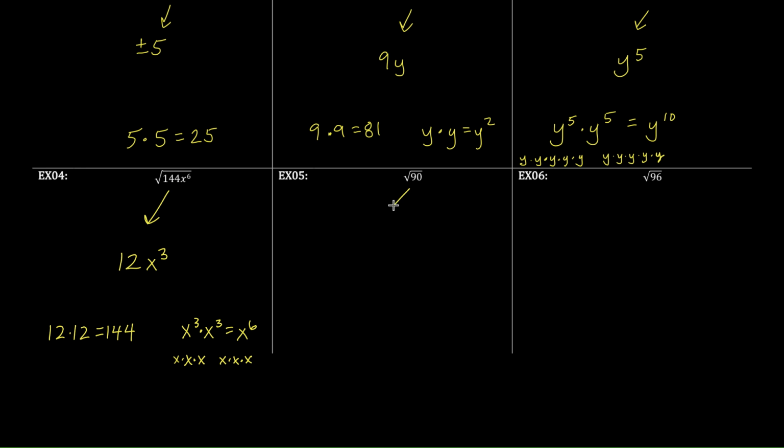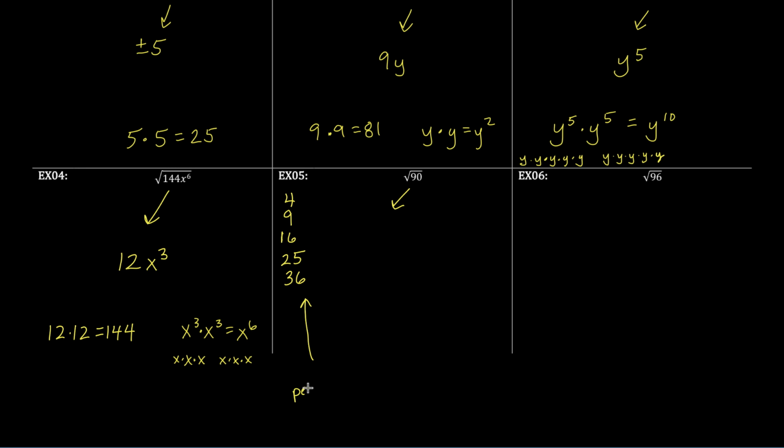Now, what happens when you get something like the square root of 90? Well, you really can't do that directly, because 8 times 8 is 64, 9 times 9 is 81, and 10 times 10 is 100. So I want you to break this up and look for a perfect square. Remember, perfect squares are things like 4, 9, 16, 25, 36, which are 2 times 2, 3 times 3, 4 times 4, 5 times 5, 6 times 6.